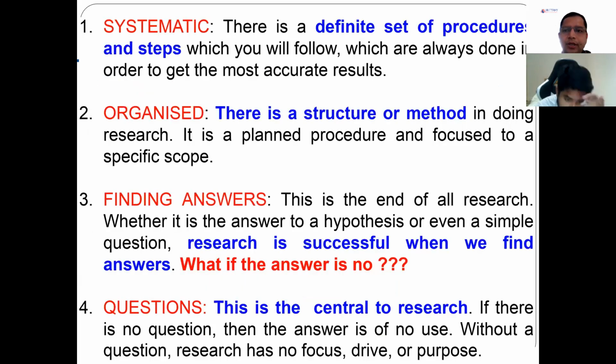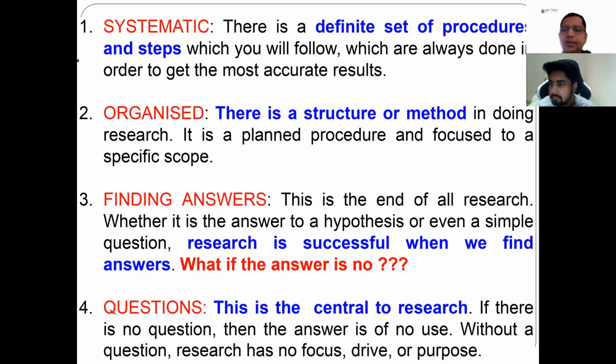So when I say systematic, what does it mean? Systematic is a definite set of procedure and steps which you will follow, which are always done in order to get the most accurate results. You see, when COVID-19 broke down throughout the world, and it's a global pandemic, the scientists, especially the medicine related area, wanted to discover some remedies. So what they discovered is what they call the vaccine. So they did some research. So that is the science or pure research.